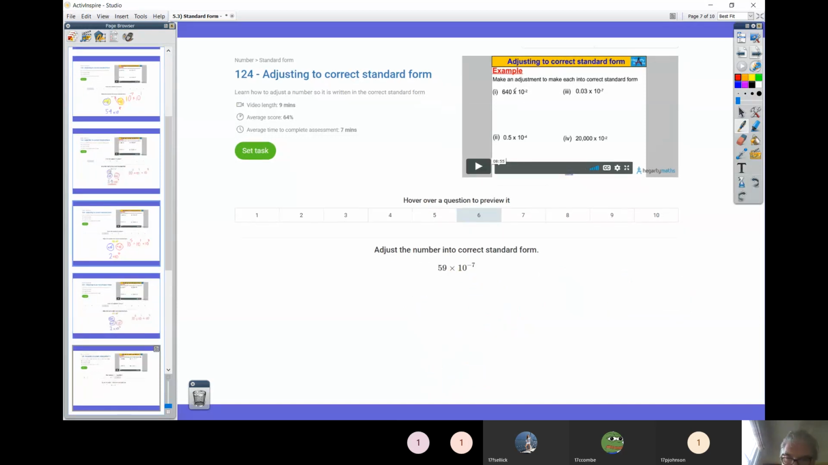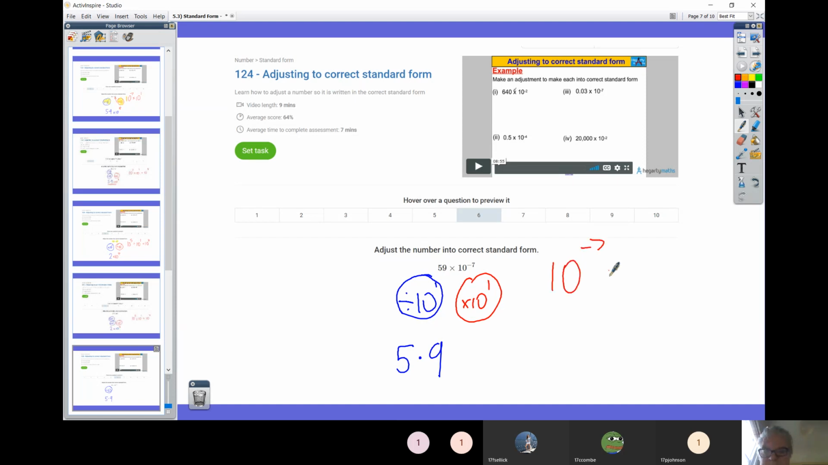Okay, so same idea here. This third one we're going to practice. 59 is not between 1 and 10, so I have to turn it into 5.9. That's between 1 and 10. How did I do that? I divided by 10. I divided by 10 to the power of 1. So I have to do the opposite to my power. So rather than divide by 10 to the power of 1, I'm going to have to multiply it by 10 to the power of 1. So I'm going to have 10 to the power of minus 7 multiplied by 10 to the power of 1.